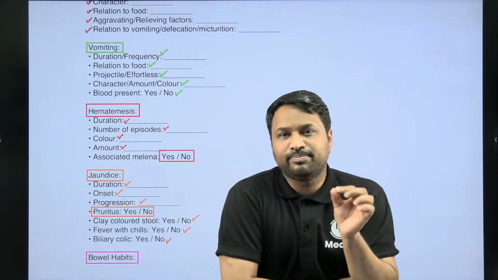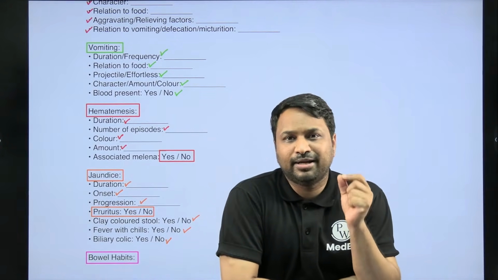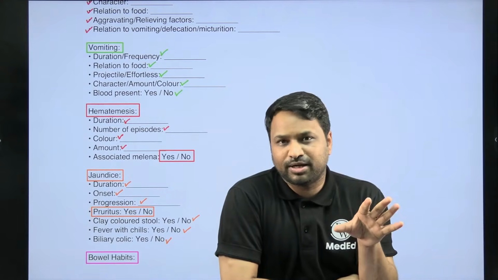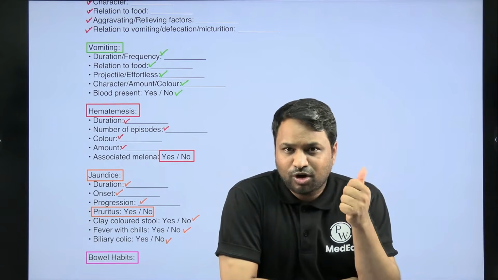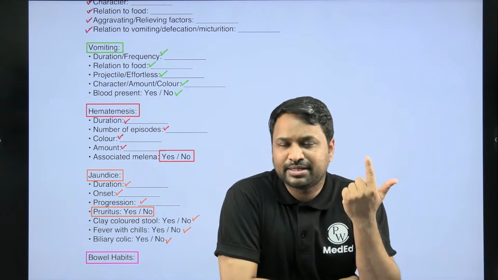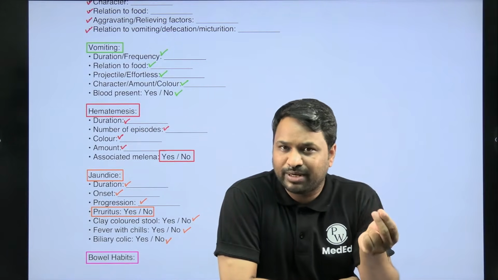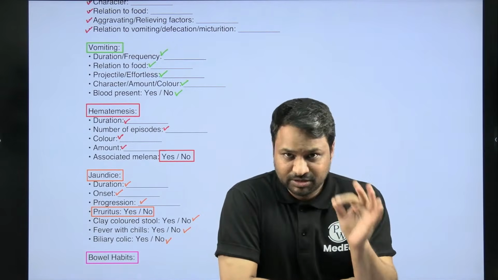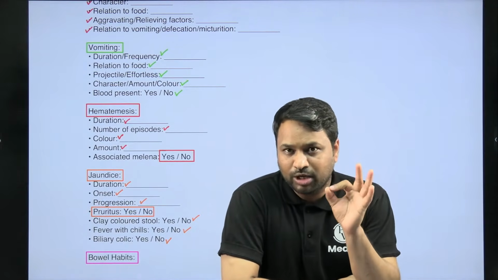But a chief complaint should be written in only one single line, not a paragraph. Complaints of pain abdomen since how many days? Complaints of vomiting since how many days and how many times? Complaints of hematemesis for how many times and how many days? The chief complaint should be as short as possible.